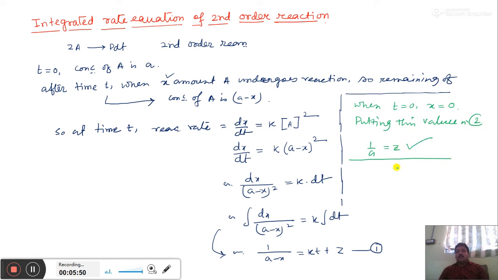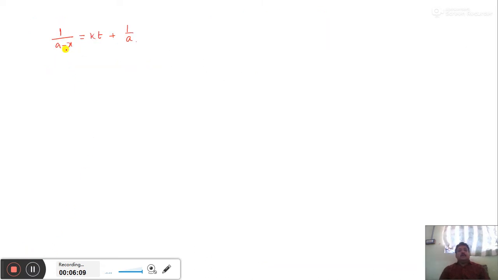Now putting the value of z in equation 1, we get 1 by (a minus x) is equal to kt plus 1 by a, or kt is equal to 1 by (a minus x) minus 1 by a, or k is equal to 1 by t into x by a(a minus x).